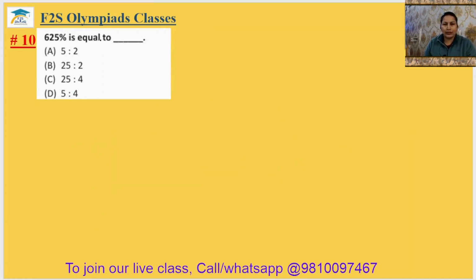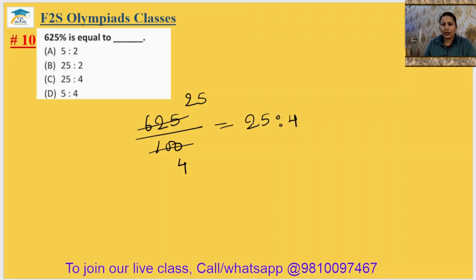Question number 10. 625% is equal to. So just write it as the fraction 625 upon 100 and simplify it. So 25 25s are 625 and 25 4s are 100. So 25 is to 4. It is in option number C. So the 10th answer is option C.